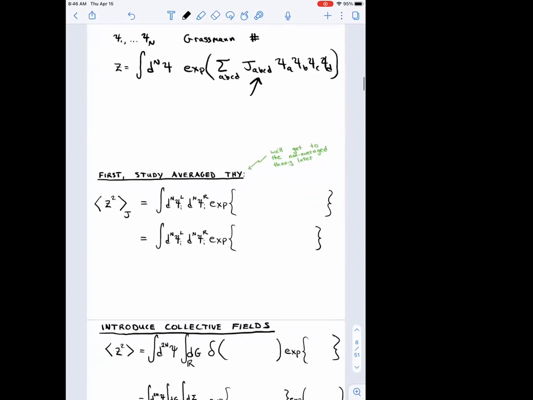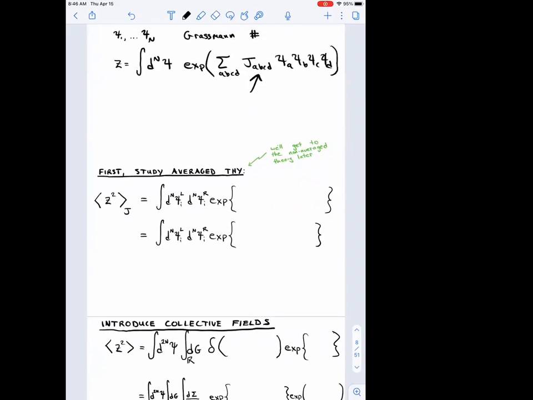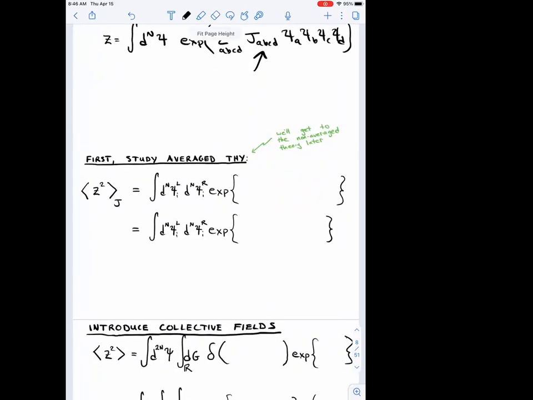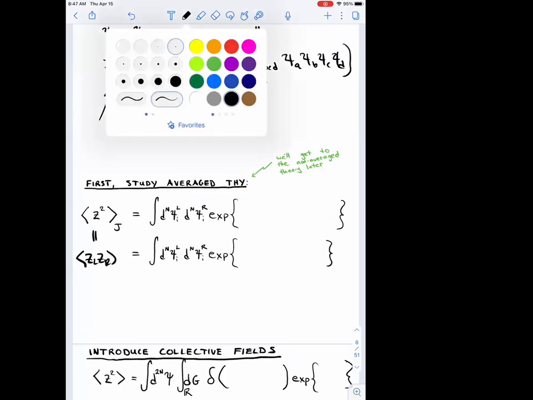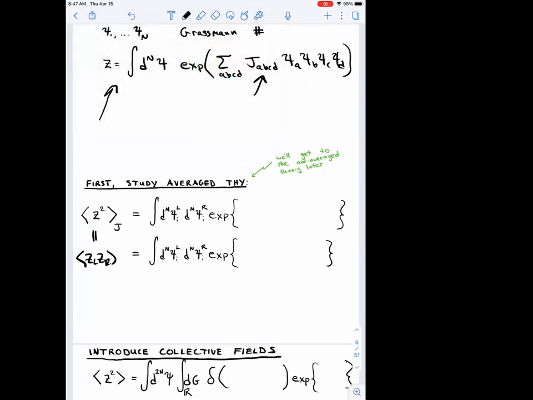So let's first study this in an averaged theory, and then we'll discuss the non-averaged theory. If you average this quantity over the J couplings with an even distribution, you get 0. So the average of Z is 0. So it's not very interesting to consider the average of Z. But we can consider the average of Z squared. And we'll sometimes label it as Z left, Z right. So we can consider this average. Let me write a formula for that average.